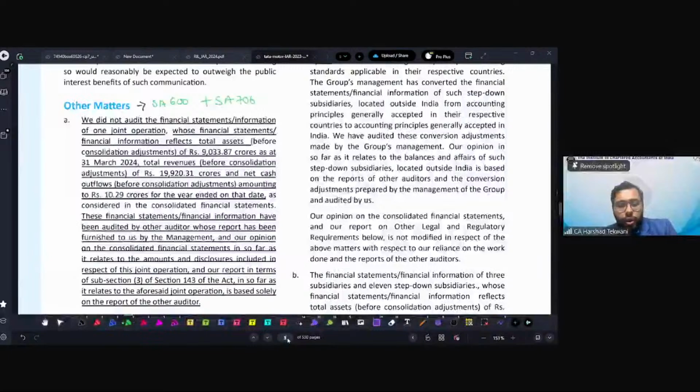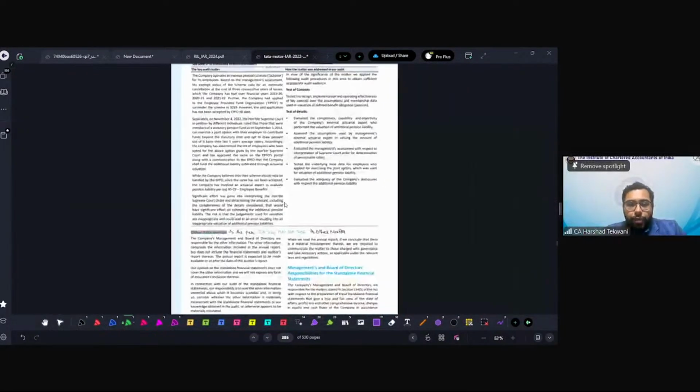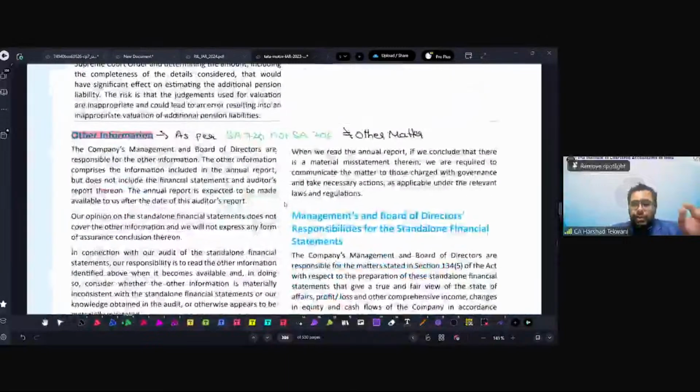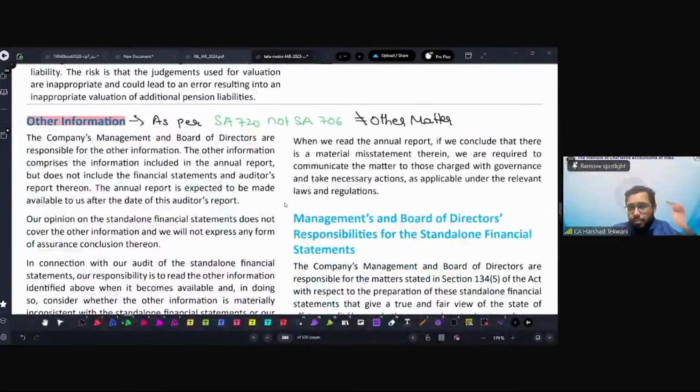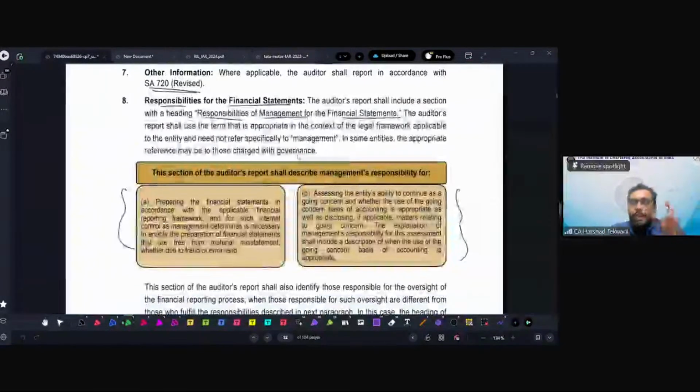Let's for now go back to the audit report that we were discussing. So other information is not equal to other matter. Both are different. Both have a different purpose. Okay. Subsequent to your other information, you need to provide the responsibility of the management for the financial statements. You need to provide what the management's responsibility for the financial statements is.